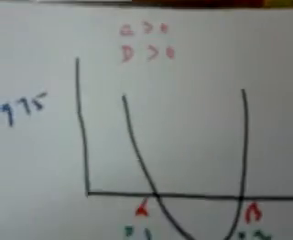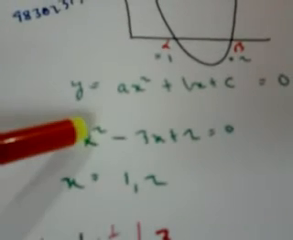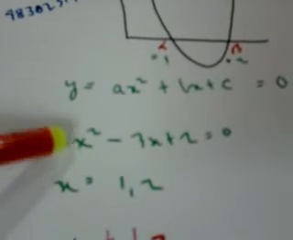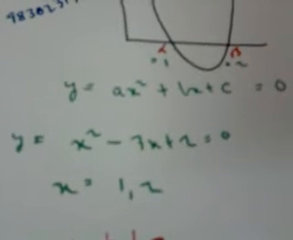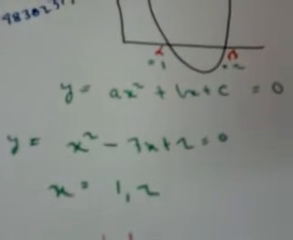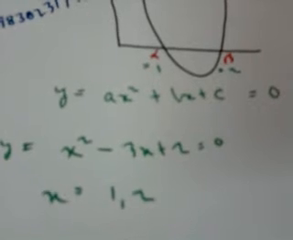D, as we all know, is discriminant, which is b square minus 4ac. So let us take a look at this particular equation where y equal to x square minus 3x plus 2 equal to 0. The value of a is coefficient of x square, that is 1, so it is positive. D or discriminant is b square minus 4ac. In this case it is minus 3 whole square minus 4 into 1 into 2, that is 1. So discriminant is also positive.